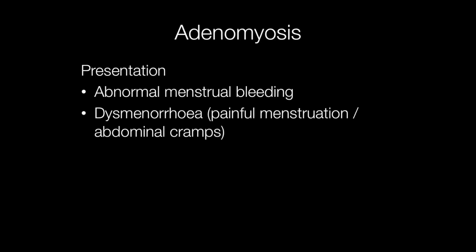The usual presentation of adenomyosis is abnormal menstrual bleeding, and dysmenorrhea may occur. That is where menstruation is painful and there may be abdominal cramps.